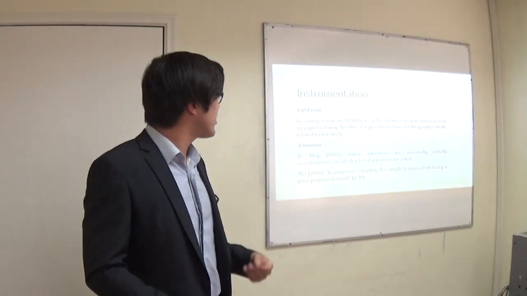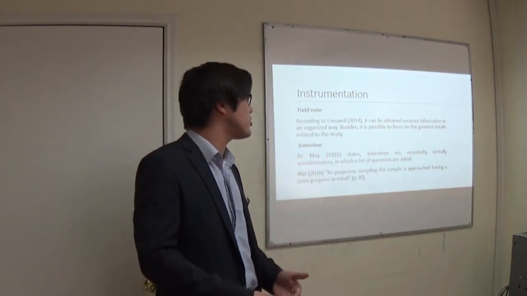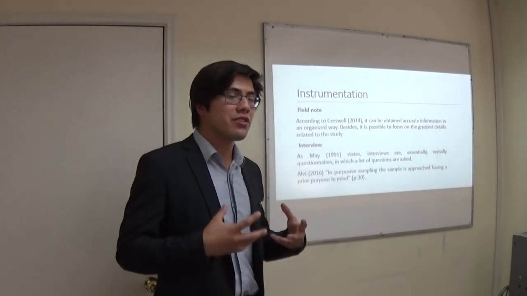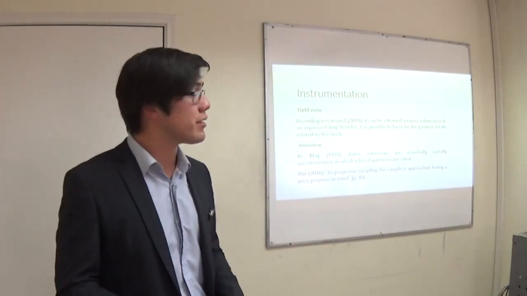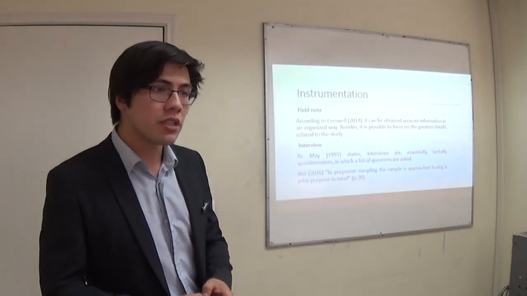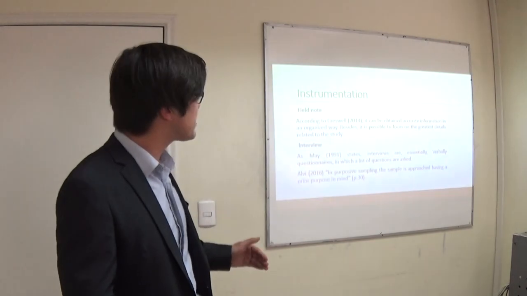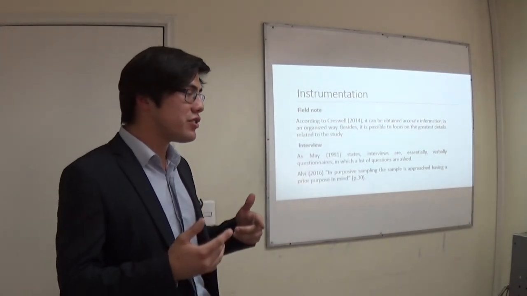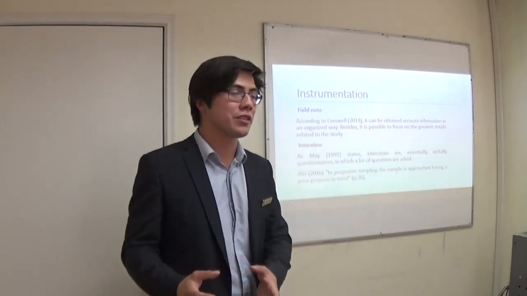is observing. And the interview, as May 1991 states, are essentially verbal questionnaires in which a list of questions are asked. But the operational definition for this is that the interview is useful in this case, at least, to gather information about the different perceptions and feelings that students may have regarding the error correction made by the teacher. It is worth mentioning that the participants of the interview were chosen through the purposive sampling method. And as Albi 2016 states, in purposive sampling, the sample is approached having a prior purpose in mind. In this case, the purpose is to try to understand what perceptions students had when they were corrected by the teacher.